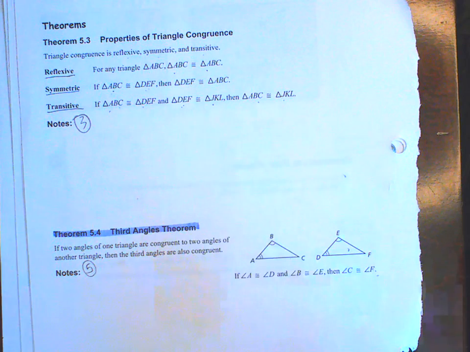So if you have two triangles that have two pairs of angles that are congruent, then you can assume that the third pair is also going to be congruent. That's going to come very, very useful in the future as well. So let's go ahead and start our examples.